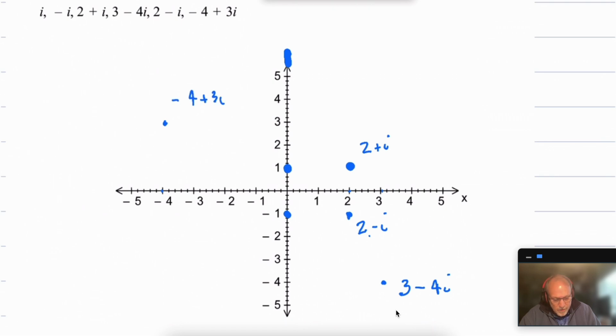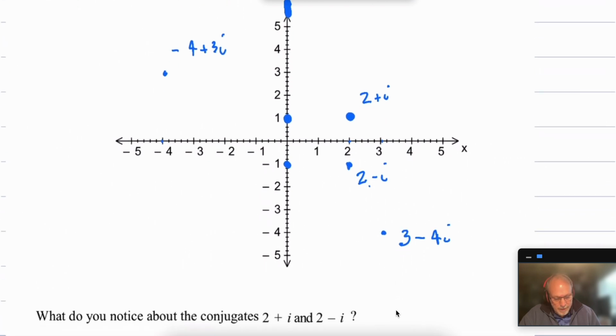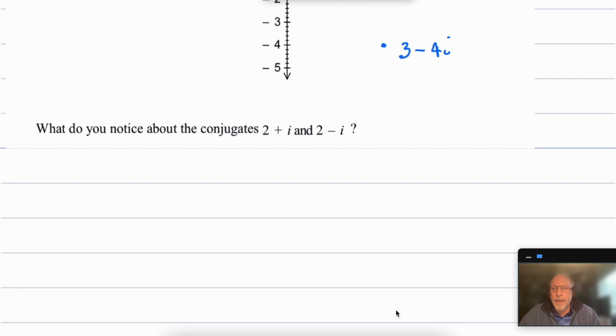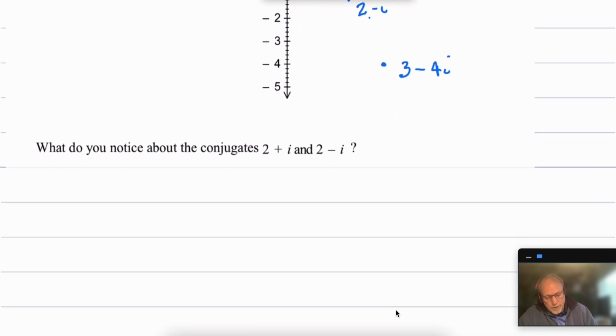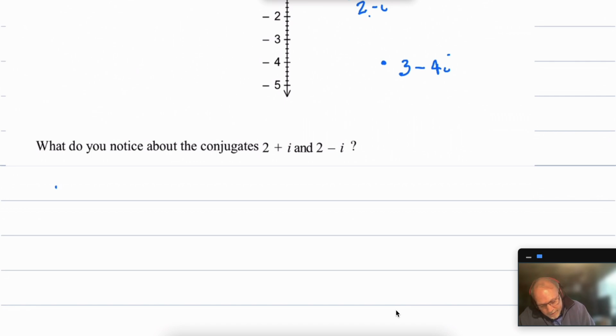You can see it's very similar to working with a Cartesian plane, except we're dealing with a real axis and an imaginary axis and plotting the points there. So something we should try and look at now is what do you notice about the conjugates 2 plus i and 2 minus i? If we have a look at the 2 points here, we might recognize that they look very similar, and they're across from each other here, which means they've got the same real part and they've just differed by their imaginary parts, but also makes them reflections in that x-axis, and that's what we're looking for here. So they're a reflection in the real axis.